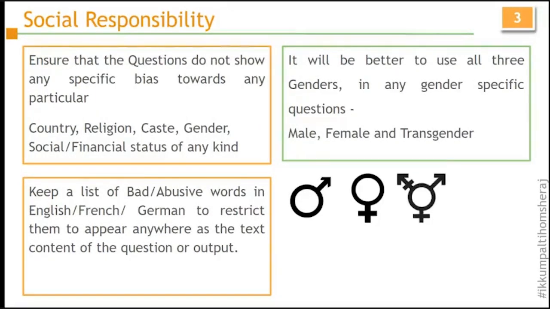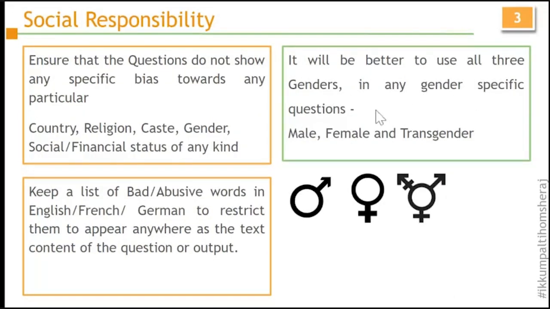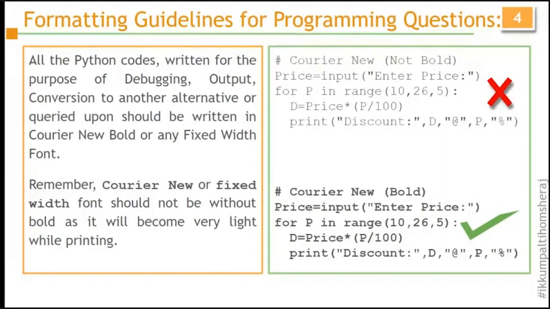Next, it will be better to use all 3 genders in any gender specific question. So suppose you are giving a list of people in which you are specifying one of the columns to be gender. So make sure that you include transgender also, because as per law now, we have to keep all 3 genders at par everywhere.